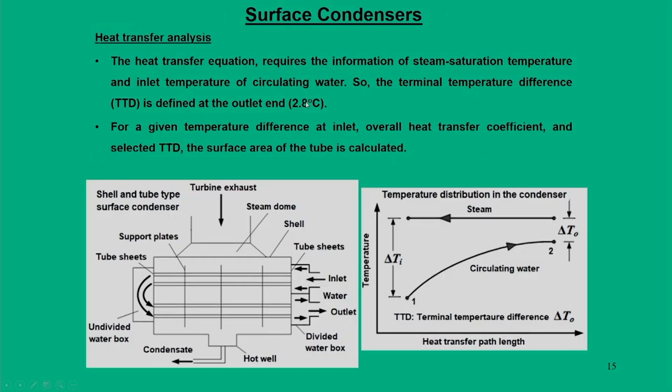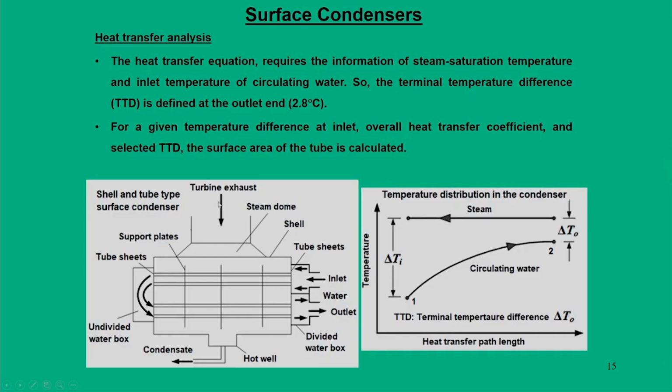Then another study that we are going to do: because most steam power systems use surface condensers, we will focus our attention on some of the important parameters, mainly what we call the heat transfer analysis. This heat transfer analysis requires knowledge of how the condensing steam behaves. For example, if you see here, we have two streams. One is the exhaust from the turbine that enters through the steam dome into the shell.